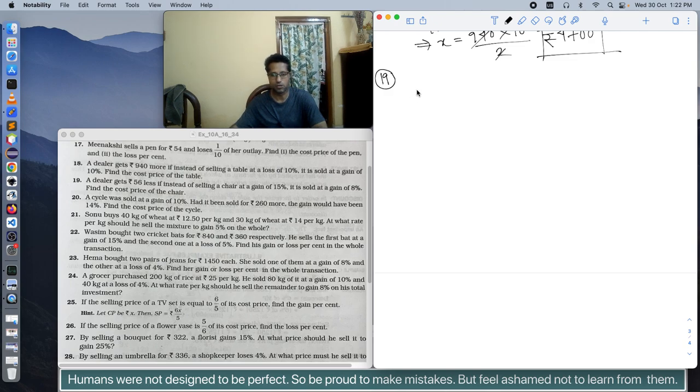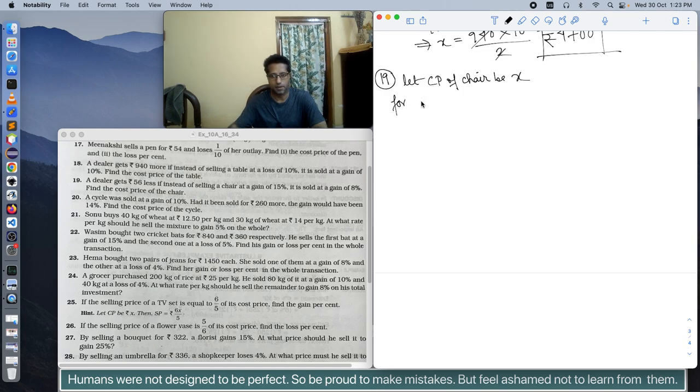We have to find the cost price of the chair. So let cost price of the chair be X. It should actually be rupees X. I'm ignoring the rupees symbol. I hope it will be understood. So let cost price of the chair be X.